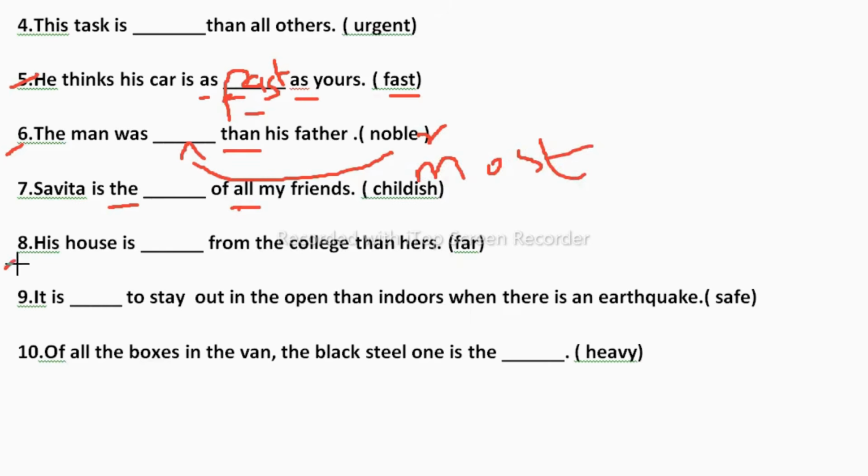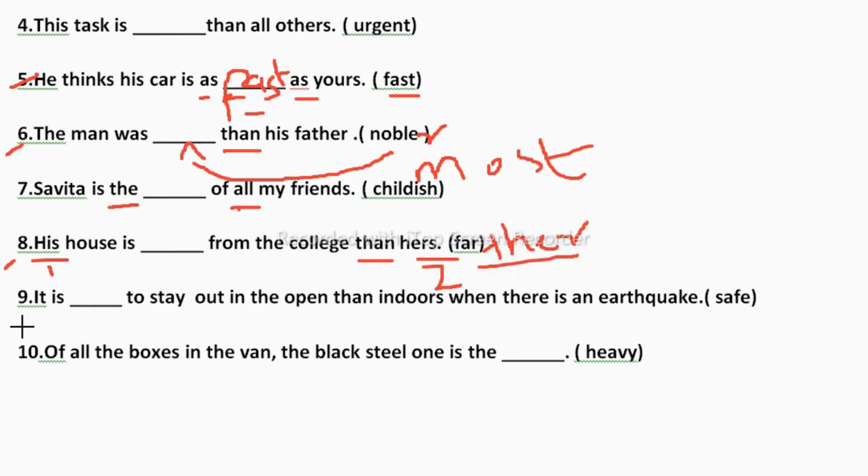Next one: his house is dash from the college than hers. Again, we are comparing his house and her house. So two things we are comparing. When we compare two things, we have to take the comparative degree. So far is there, so we have to make it comparative: farther. We have to use the word farther, which shows distance. If further, FURTHER, is there, that shows position. But this shows the distance, farther.